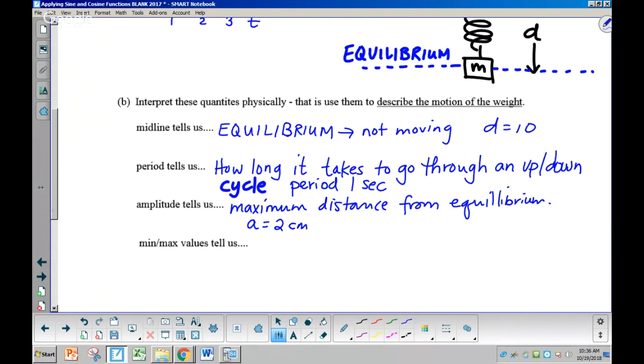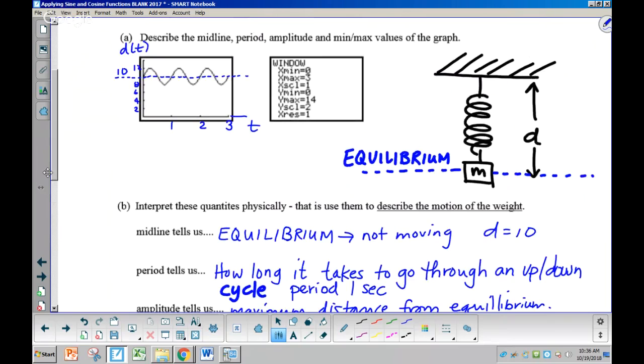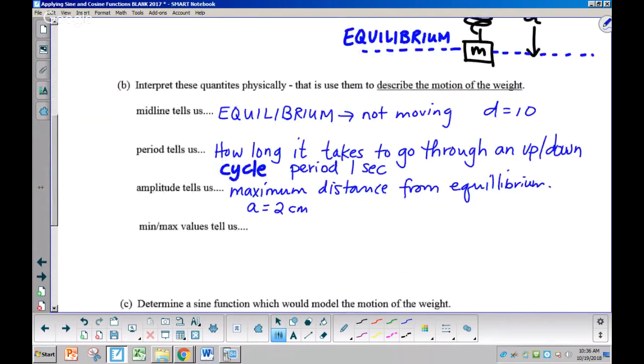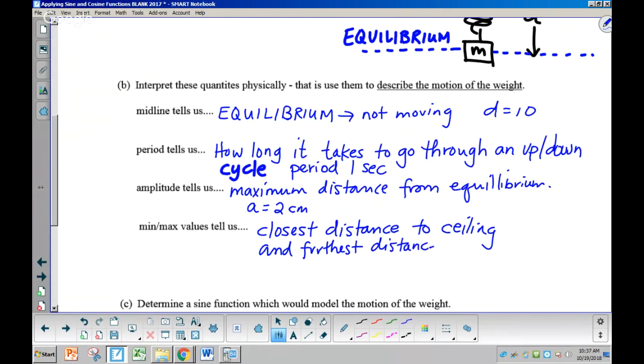The min and the max values tell us the closest it is to the ceiling, so the closest distance to the ceiling and the furthest distance from the ceiling.